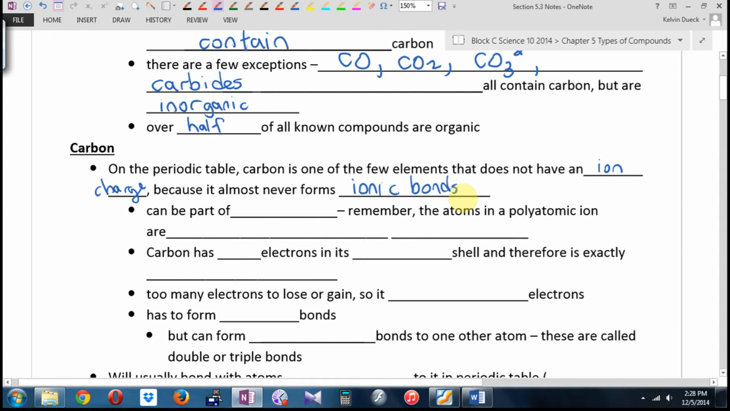But the vast majority of the time, if you see something with carbon, it's covalent. It can be part of a polyatomic ion. And remember, those ones are covalent. They bond ionically with other compounds, but those polyatomic ions form with covalent bonds.